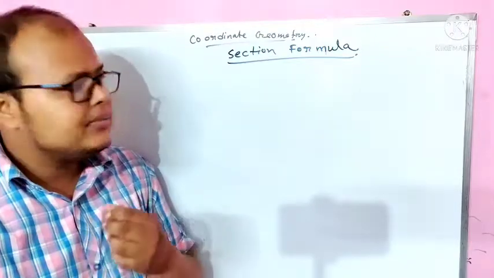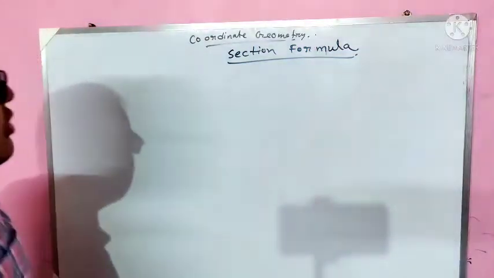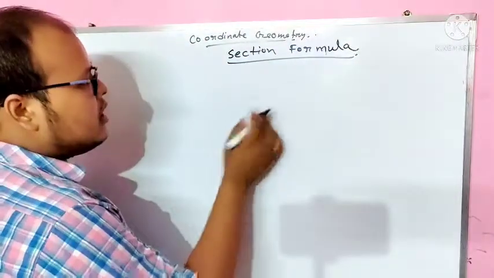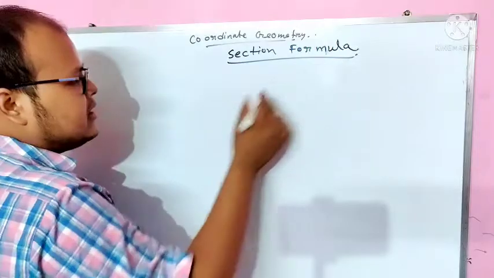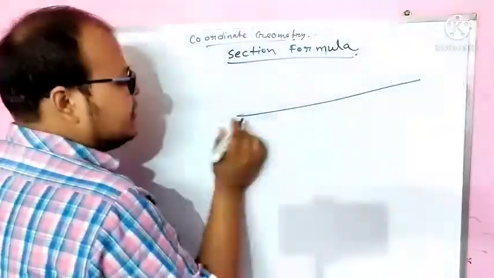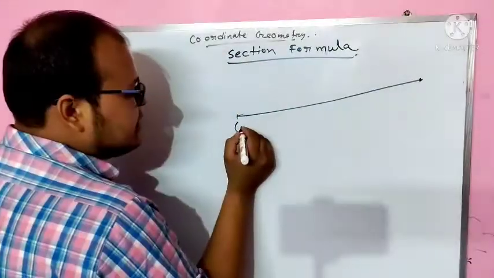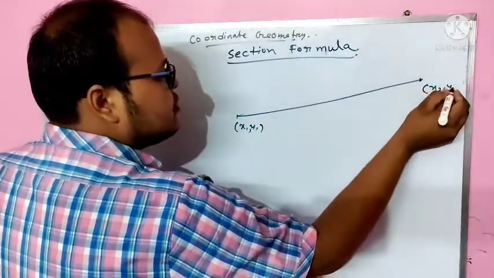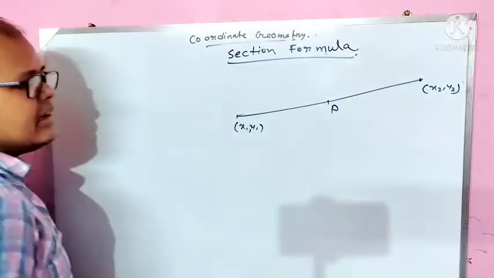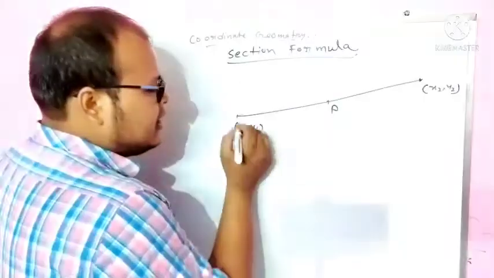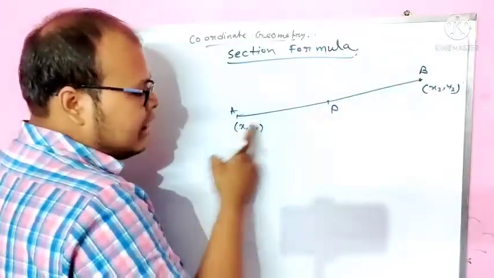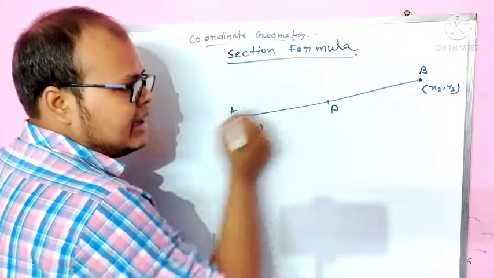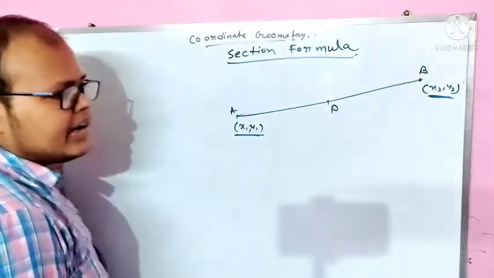This is from your next exercise, but I want to finish it now only. So, section formula: it states the coordinate of a point which divides the line segment joining the two points x1, y1 and x2, y2. The point that divides the line segment AB, which joins the two points A and B, where the point A has the coordinate x1, y1 and the point B has the coordinate x2, y2.